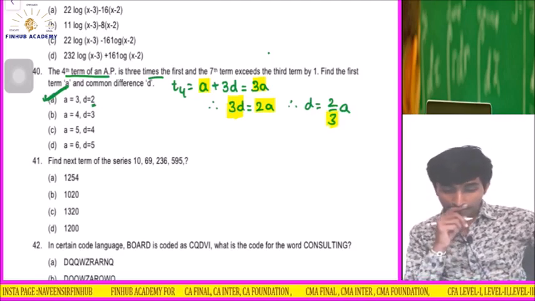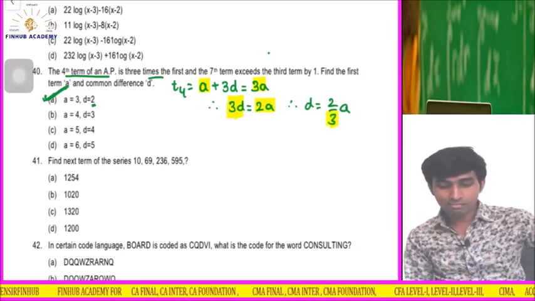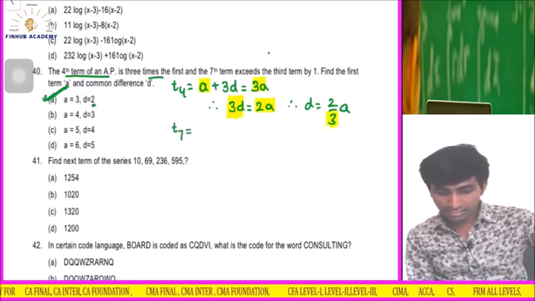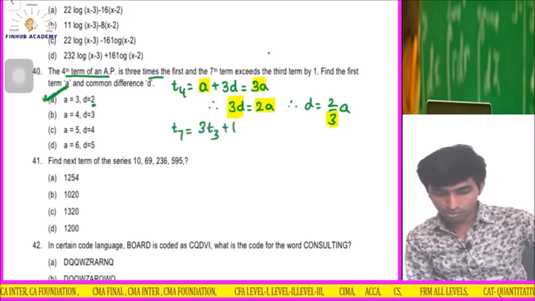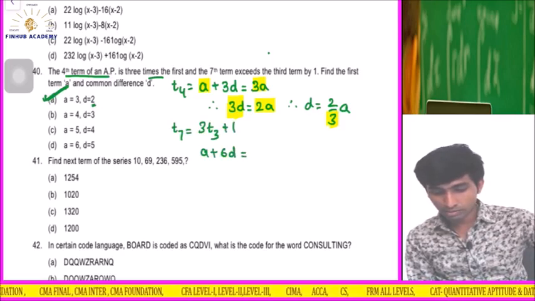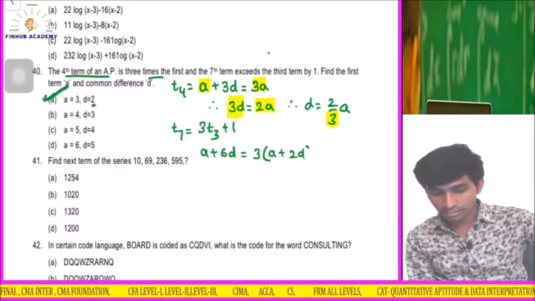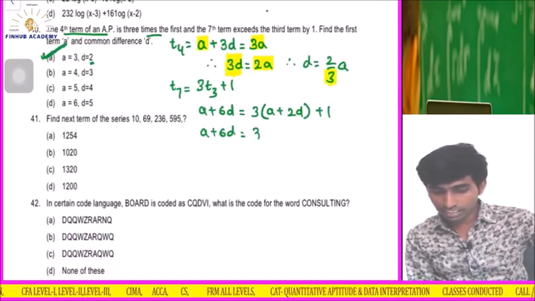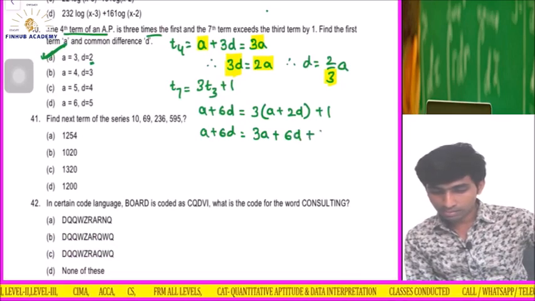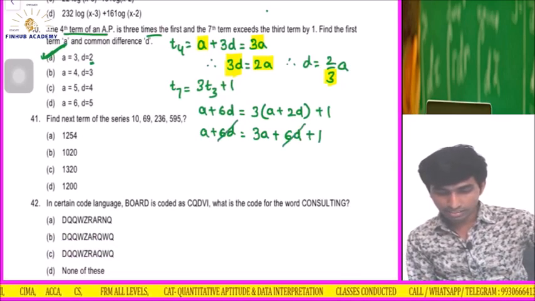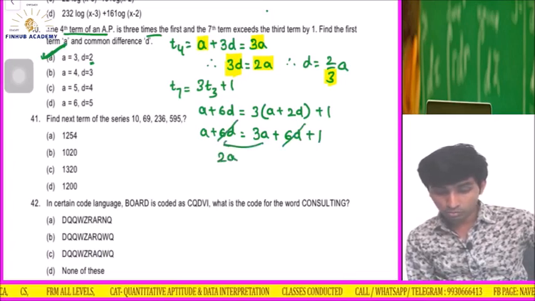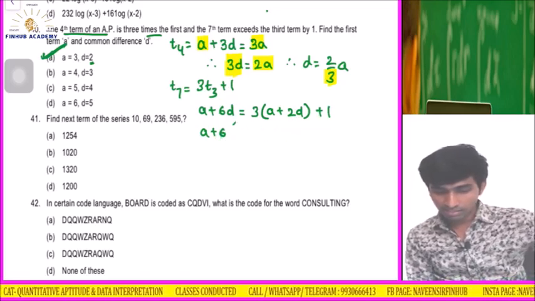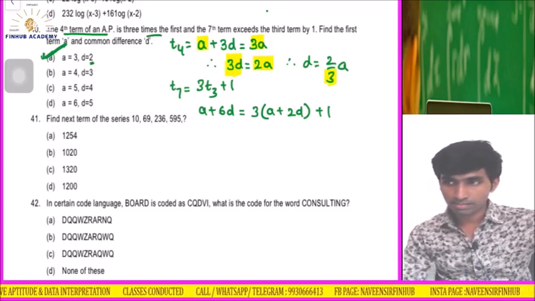Next is the 7th term. The 7th term exceeds the third term by 1. So T7 is equal to T3 plus 1. Let me substitute. T7 is A plus 6D, n minus 1 into D, equals 3 into A plus 2D, plus 1. So A plus 6D is equal to 3A, I'll open the bracket, plus 6D and plus 1. 6D will get cancelled. 2A. This 3 will come this side, it will be minus 2A. Wait, something I have gone wrong.